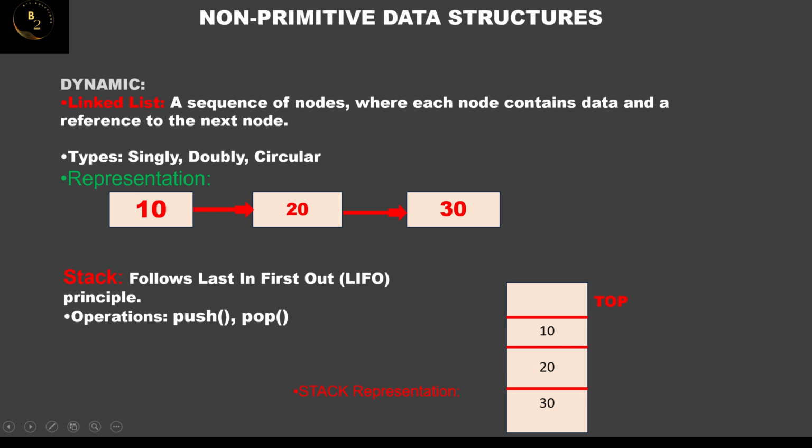Second one is stack. Stack is a linear data structure that follows the last in first out, LIFO, principle. This means that the last element added, that means pushed to the stack, is the first one to be removed, that means popped. Key features of stacks are LIFO order and a single access point. Operation happens only at the top of the stack. It is an abstract data type and can be implemented using arrays or linked list. Basic operations in the stack are push, pop, peek or top, is empty, is full.